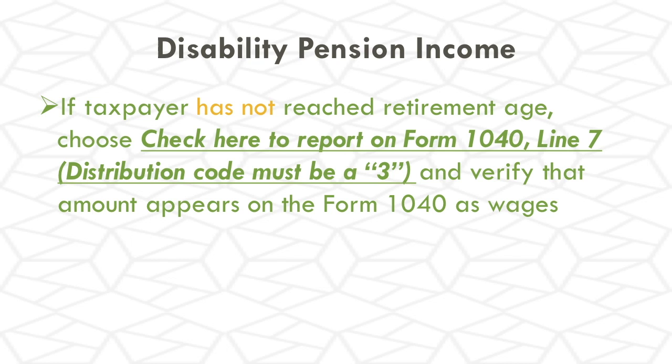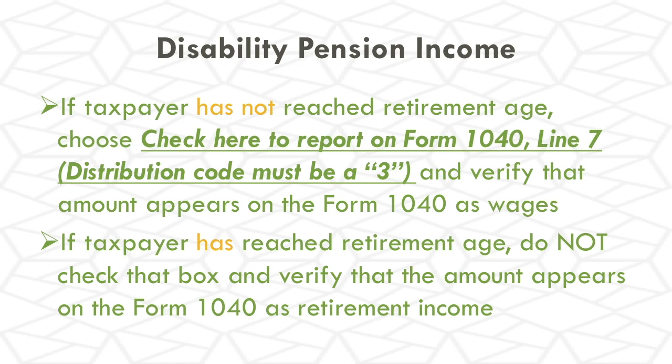If the taxpayer has already reached retirement age, however, so if they are over that mandated retirement age for that specific plan, you do not need to check the checkbox that I just mentioned, even though there still may be Code 3 in Box 7. Just because there is a Code 3 in Box 7 doesn't mean you need to check the box. I can't emphasize that enough. You need to verify if the taxpayer has reached retirement age or not.